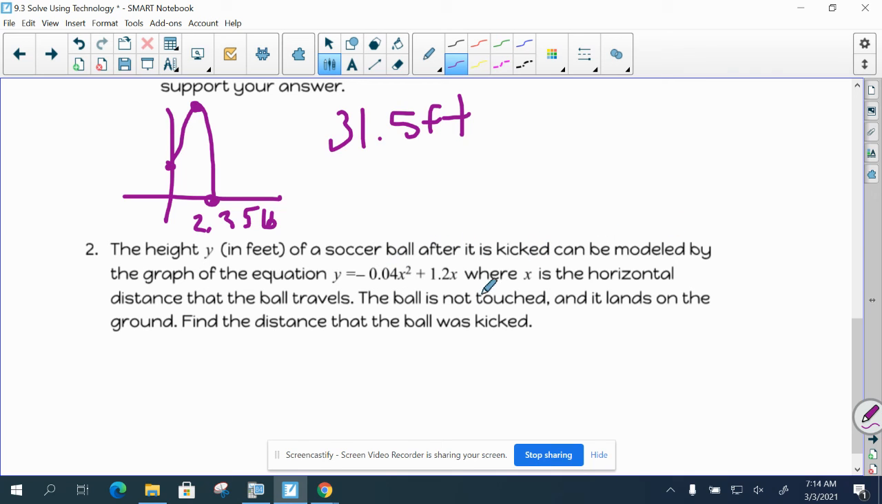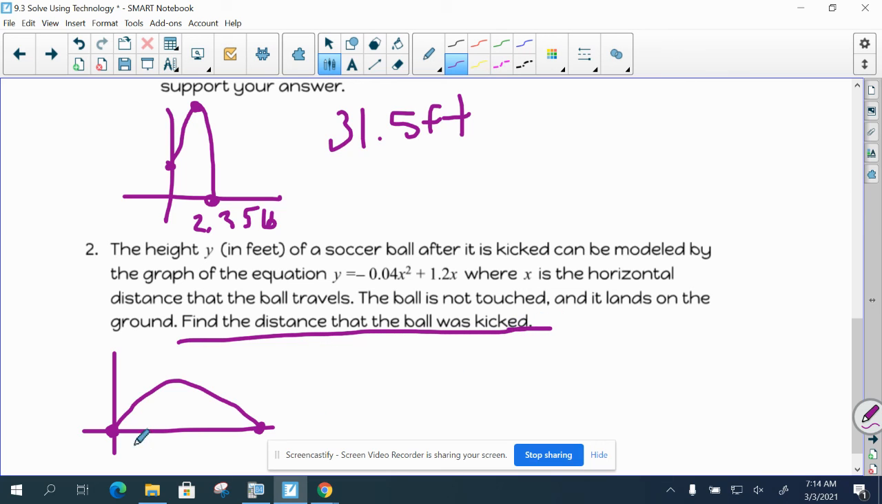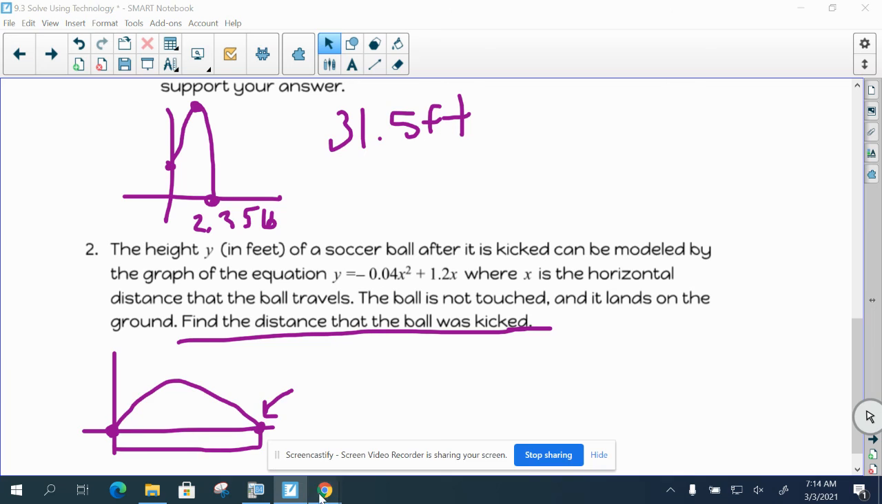Okay, number 2, the height of a soccer ball after it is kicked can be modeled by the graph of the function, where x is the horizontal distance that the ball travels. The ball is not touched, so it kind of looks like this. The y-intercept would be 0 because there's no c value. Goes up, comes back down. The ball is not touched and it lands on the ground. Find the distance that the ball was kicked. So that's asking for the x. So it's asking to find what this point is when it lands back on the ground. And it's not seconds now, it's just a horizontal distance represented by x.